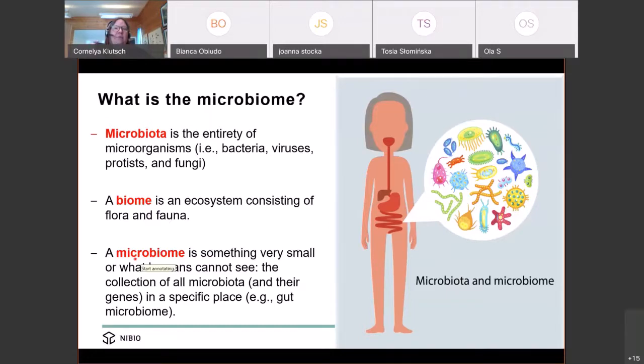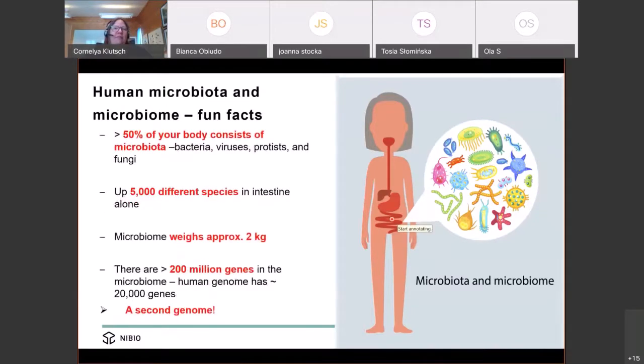A microbiome is something very small, microscopic, but that consists of different species and is an entity of its own in nature. This is the collection of all microbiota of all these different species of bacteria and viruses and so on, and their genes. This will become important, their genetics, in a specific place. For example, as shown here on the right-hand side, the gut microbiome. This is a term we are using to describe the entirety of those microscopic organisms in the intestine, for example. But there are others. It's just an example that we use here.